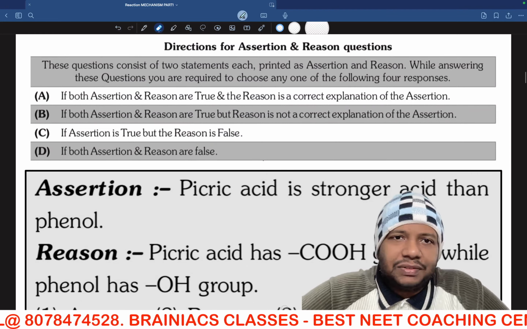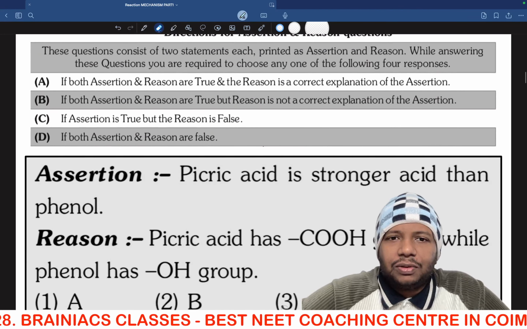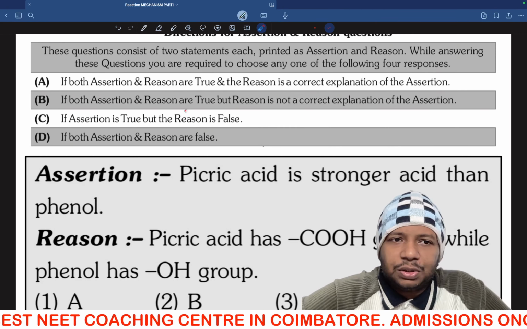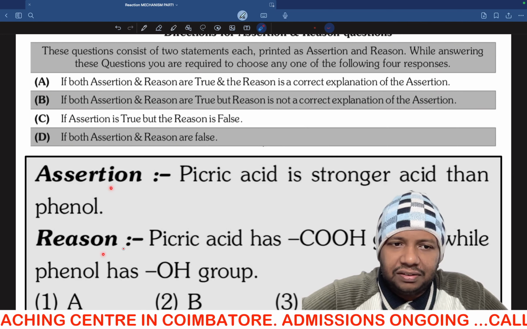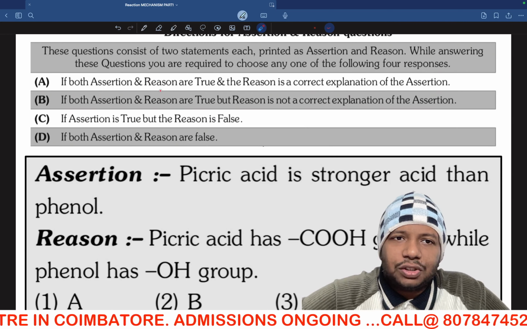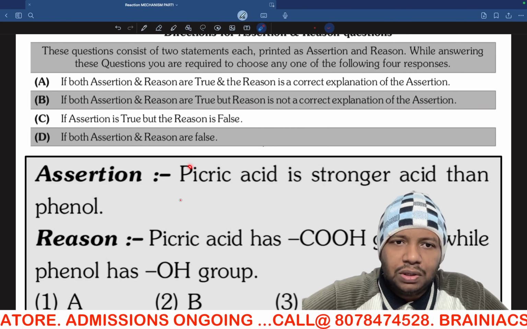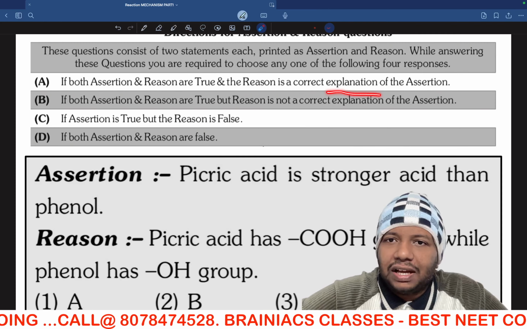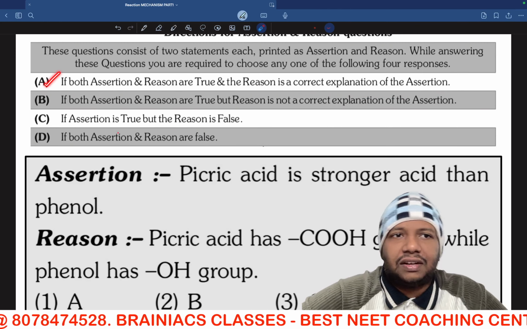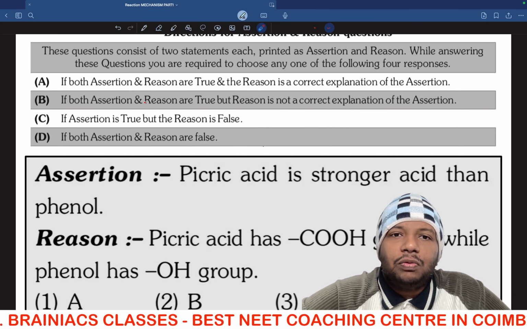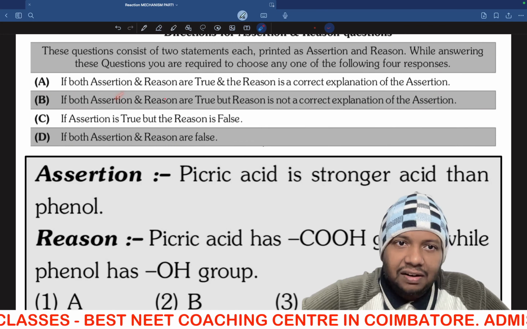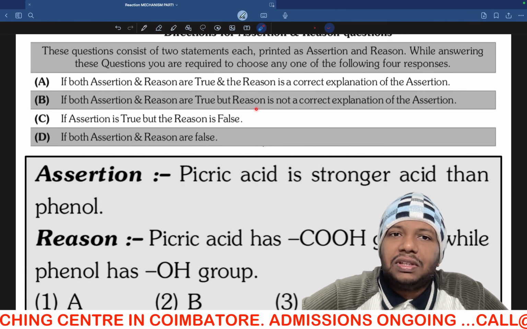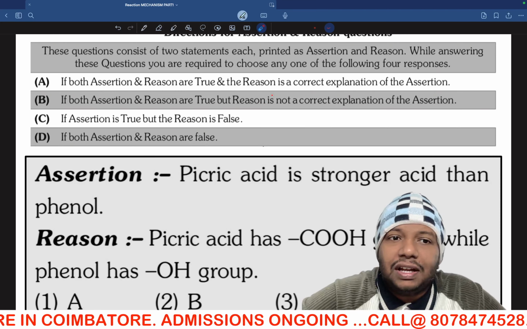So we were doing assertion and reason questions in the last class. Again, for those students who are watching it for the first time, I am giving an introduction. Very simple. In an assertion and reason question, we will get an assertion and a reason. If both assertion and reason are individually true statements, and if you feel the reason is the correct explanation for the assertion, then option A would be the correct answer. And when you choose option B, we understood both assertion and reason are individually true statements, but when we analyze, we understand that the reason is not a correct explanation for the assertion.